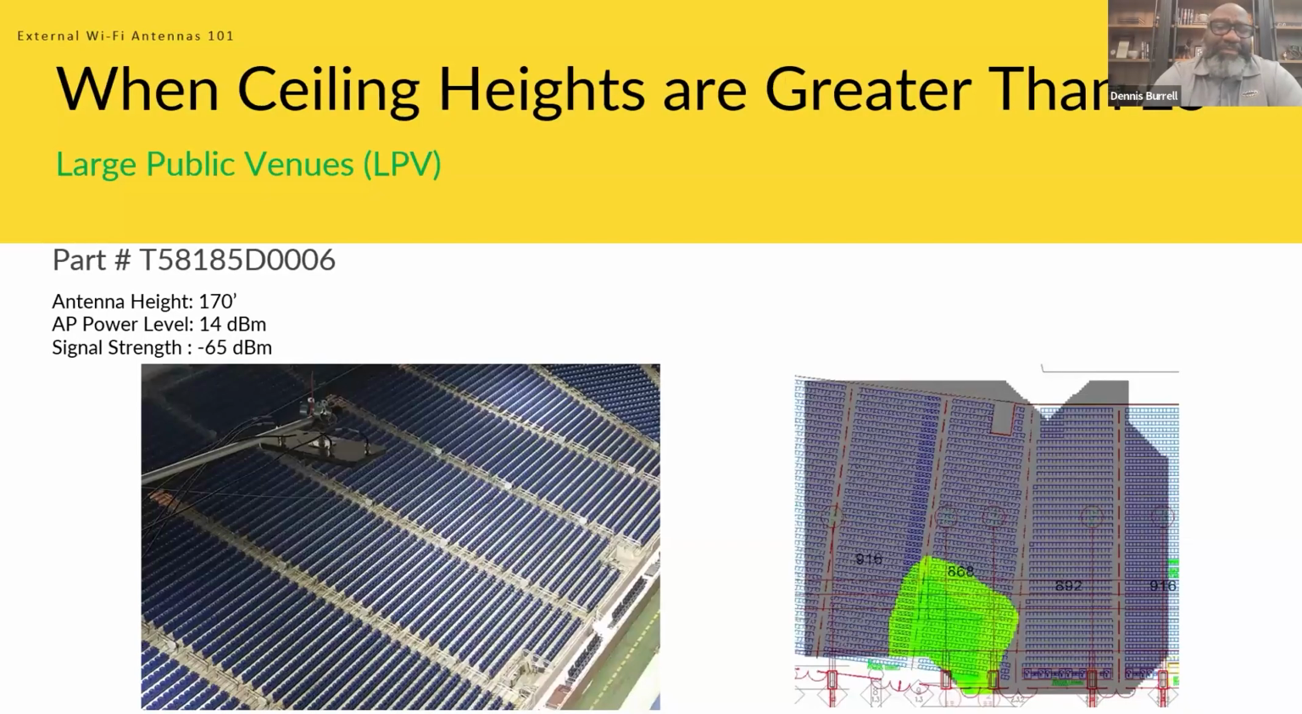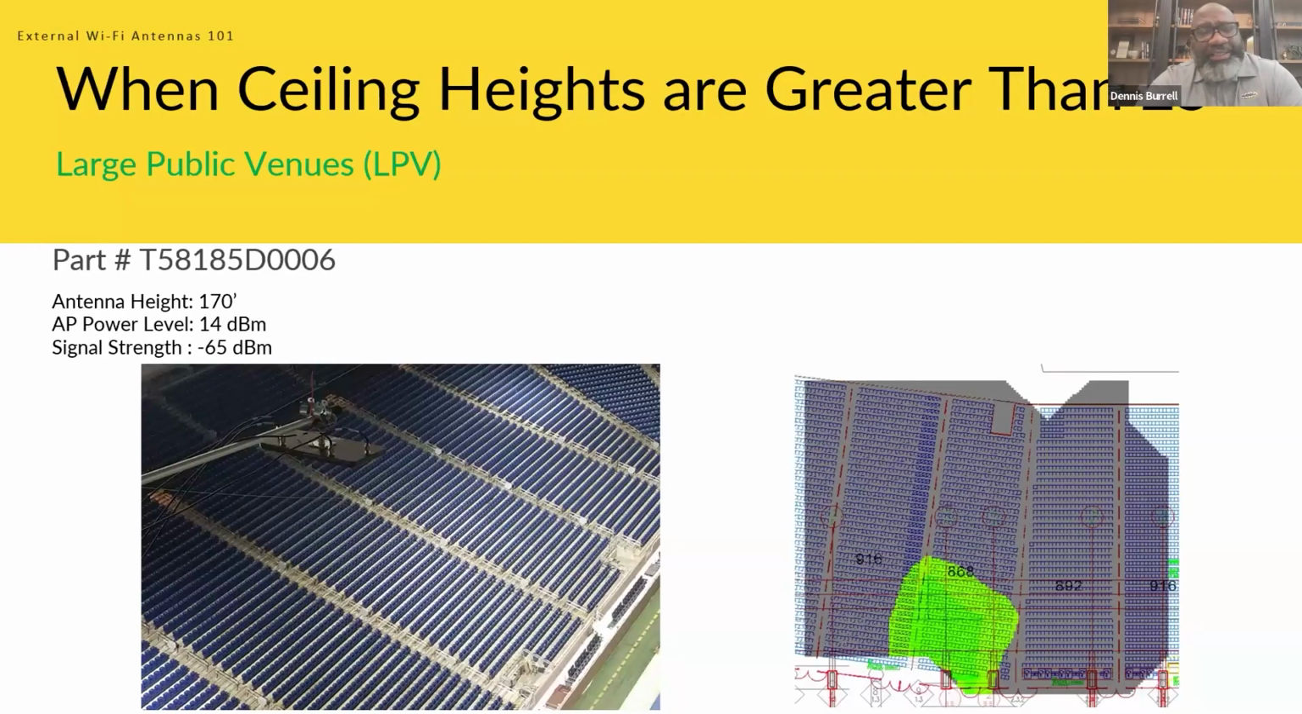So just as an example of using an external antenna where ceiling heights are greater than 25 feet, this shows an 18 dBi directional 5 GHz antenna that we did a design for, and we were doing some testing of this antenna at 170 feet. This testing was done in Detroit at Ford Field, the Detroit Lions stadium. So this just shows an idea of something higher than 25 feet. Like I said, the antenna height was 170 feet.